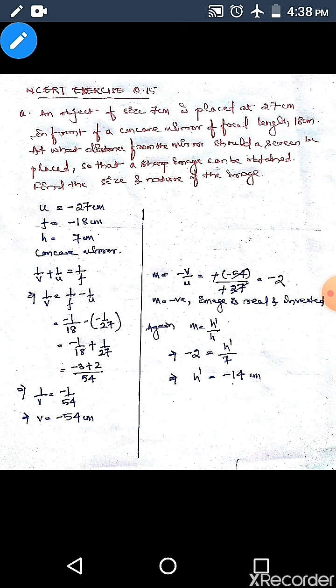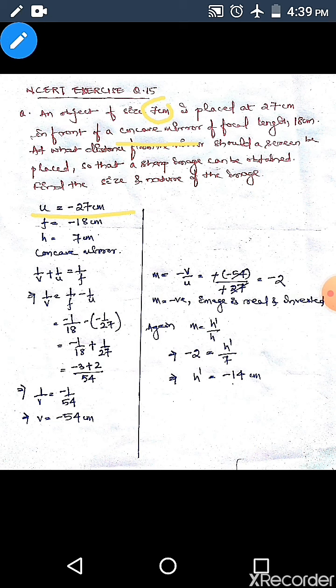Students, whenever you are going to solve any kind of numerical, you must first take out whatever data is provided. Now let us see the numerical here. An object of size 7 centimeter. So here the height of the object is 7 centimeter and it is placed at 27 centimeter in front of a concave mirror. It is a concave mirror and it is placed at 27 centimeter in front of it. So here the object distance is 27 centimeter.